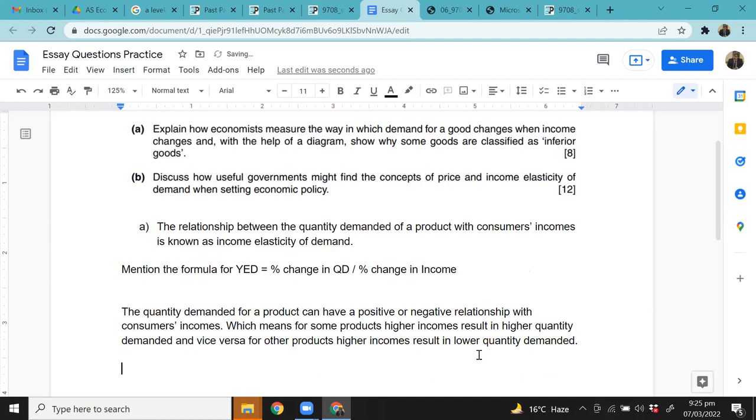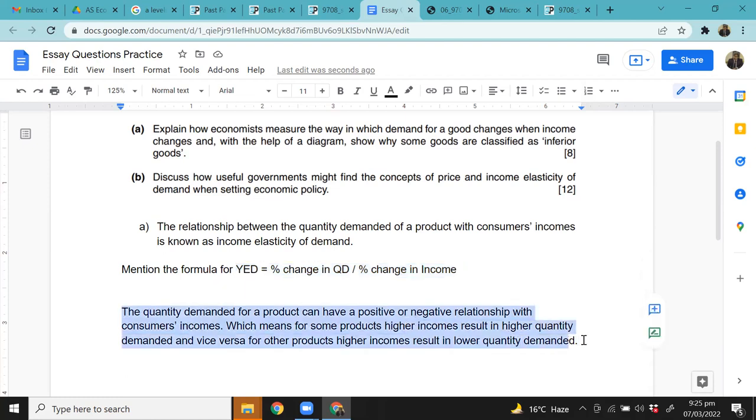So first of all, we started off by defining what income elasticity of demand is. Income elasticity of demand, just like other measures of elasticity, captures the relationship between consumer income and demand for a good. So due to a change in consumer income, how much will be the change in demand for the good? That's what income elasticity of demand captures. Then what you need to do next in your answer is to mention the formula. The formula is fairly simple. Income elasticity of demand, denoted as YED, equals percentage change in demand for a good divided by percentage change in income. Okay.